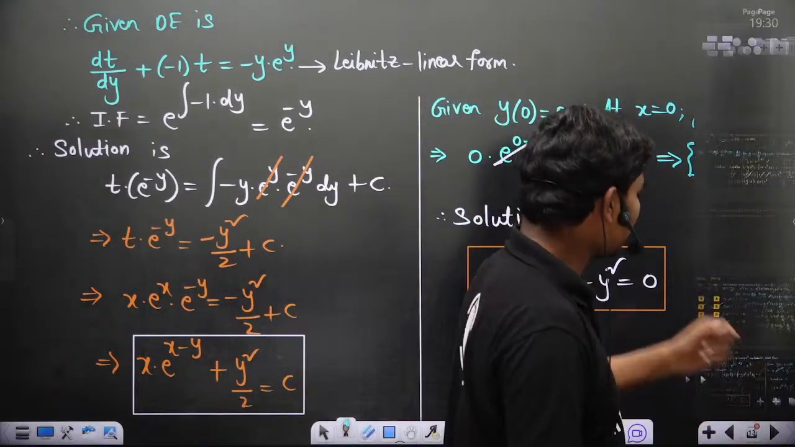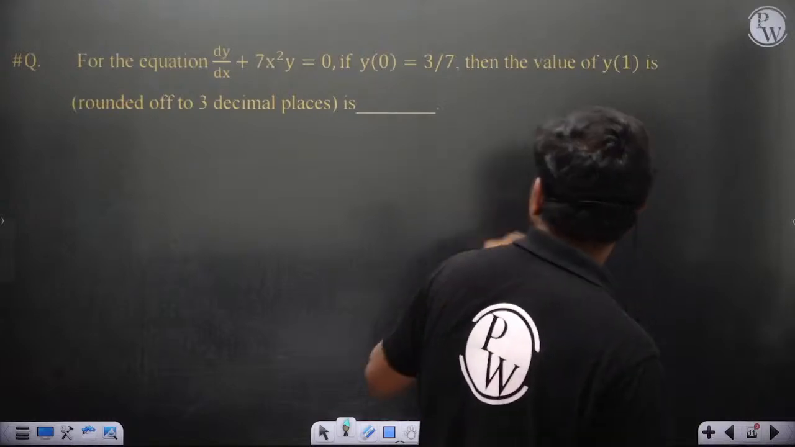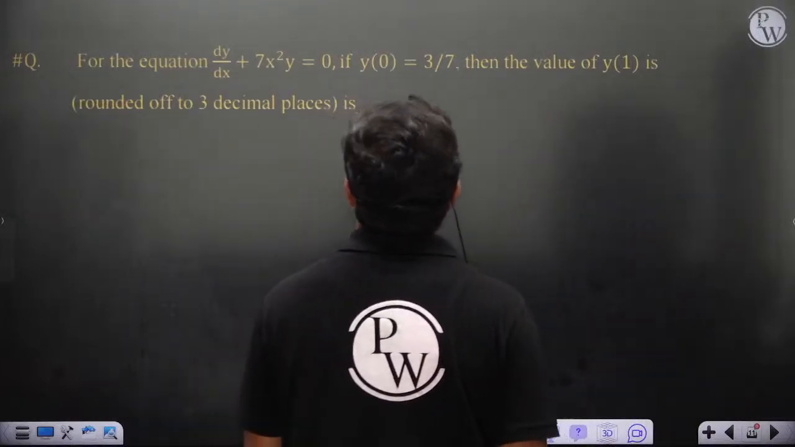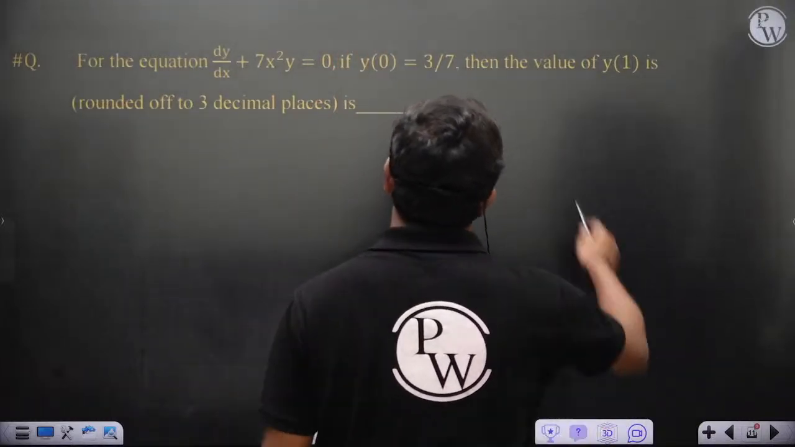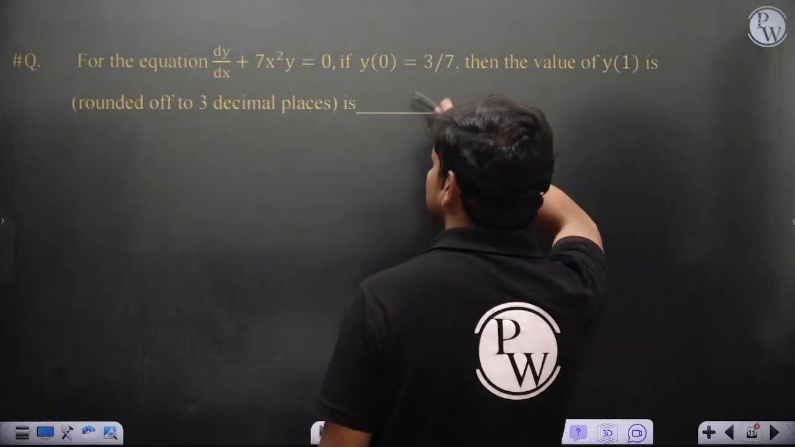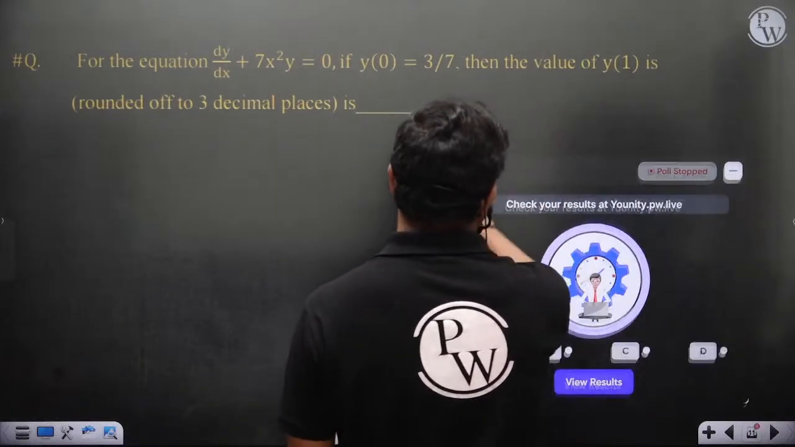So let's give one more question. Solve this: dy by dx plus 7x square y is equal to 0. The Q function is 0. If y of 0 is equal to 3 by 7, then the value of y of 1 is dash, rounded off to 3 decimals. Come on, do this.